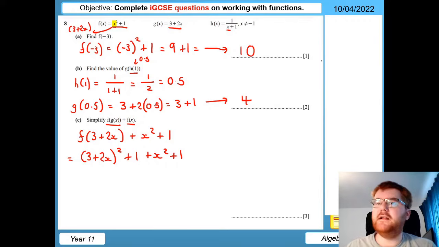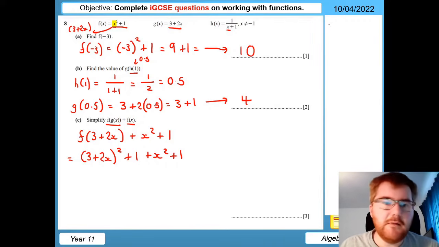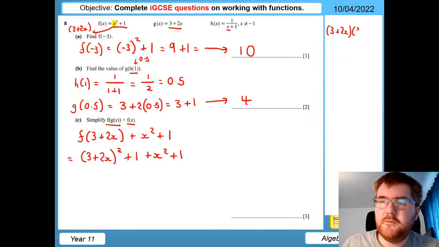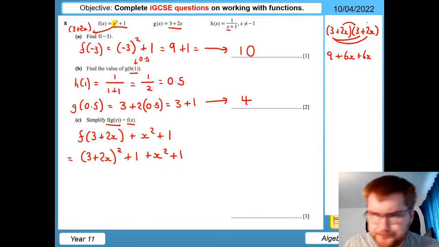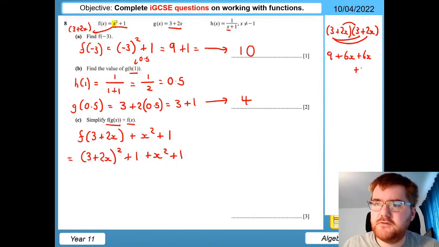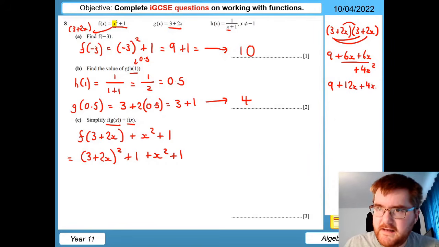So now we need to multiply out this double bracket. Remember, squaring is the same as multiplying by itself. So again, we're going to use some FOIL here. So 3 times 3, that's equal to 9. 3 times 2x is equal to 6x. Notice I'm speeding up a bit as we're going through these questions again. 2x times 3 is equal to 6x. And 2x times 2x is equal to 4x squared. If we collect up those like terms, then we get the answer of 9 plus 12x plus 4x squared.